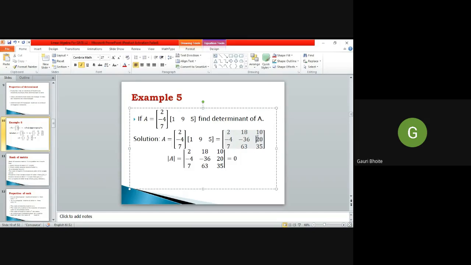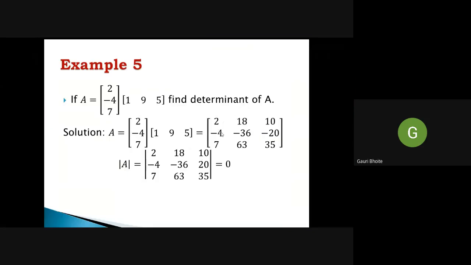minus 36, minus 20. Then the third row, 7 into this, so 7, then 9 into 7 is 63 and 35. Now we have to calculate the determinant of this matrix A. But we know that all these three rows are multiples of the row 1 9 5. If you take 2 common from the first row, what are we getting? 1 9 5. If I take minus 4 common from the second row, I am getting 1 9 5. If I take 7 common from the third row, again I get 1 9 5.